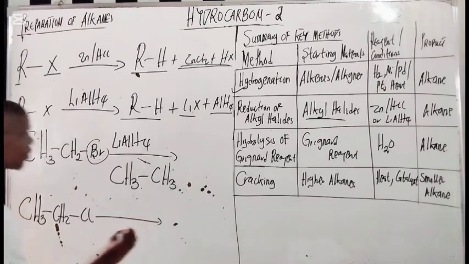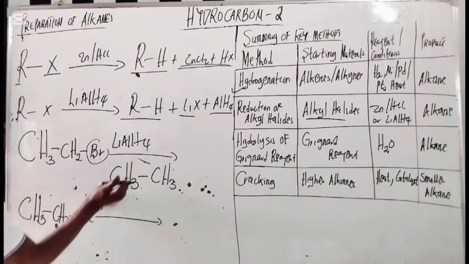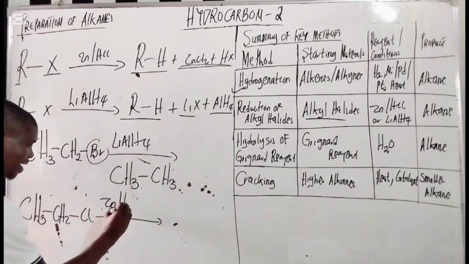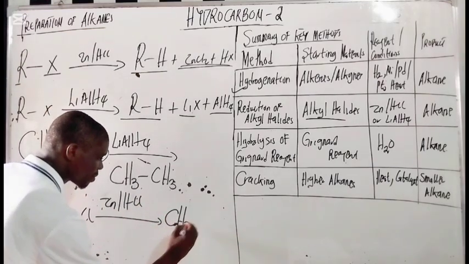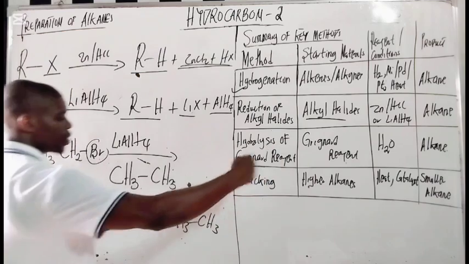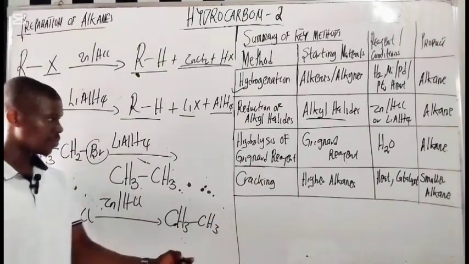The same applies to CH2Cl. Here we have zinc with HCl. The product you are going to get is CH3. The other one you get is called the byproduct, which is not important here, right?